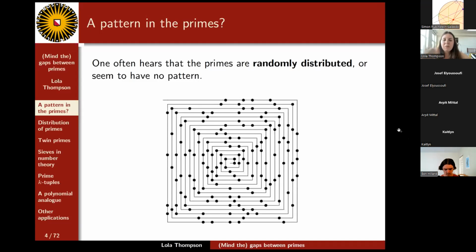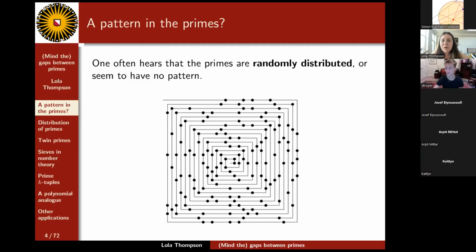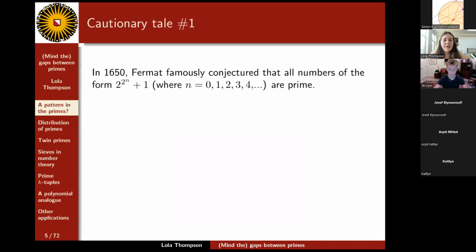So what I want to pose to you in this talk is the question: are the primes random, or is it worth looking for patterns in the primes? I want to first give you a couple of cautionary tales. So here's the first one.